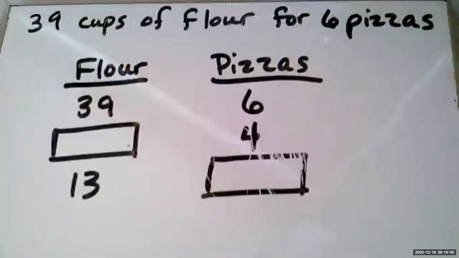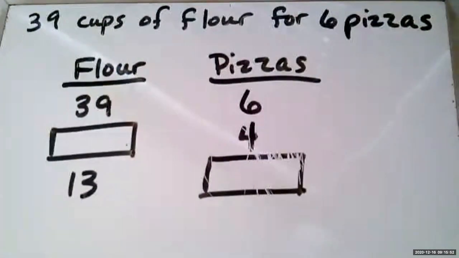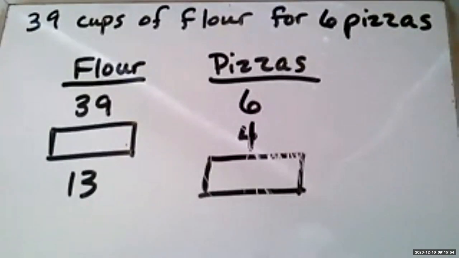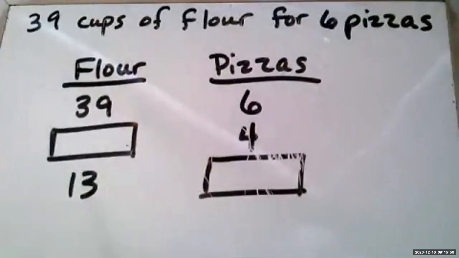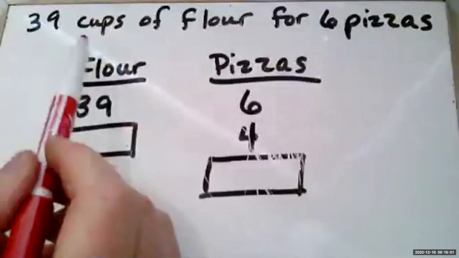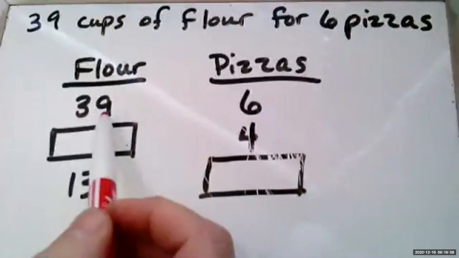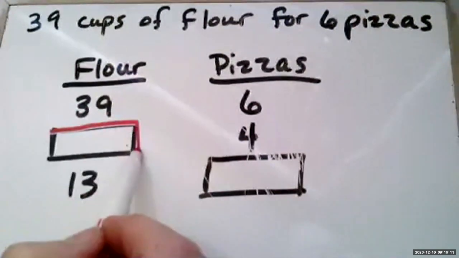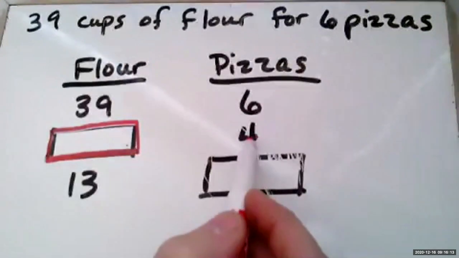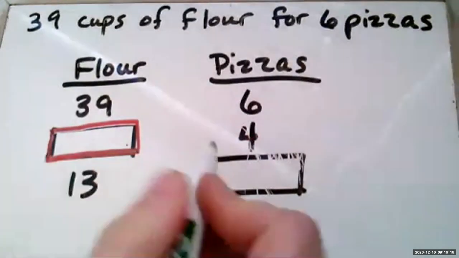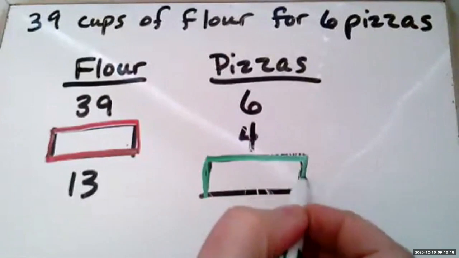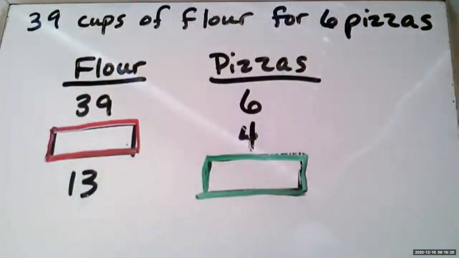All right. I have one more example for you, and I want you to solve this one. Again, I think this is an ungodly amount of flour for 6 pizzas, but we're going to roll with it. If you use 39 cups of flour to make 6 pizzas, and nobody questions why, then how much flour would you need to make 4 pizzas? So fewer pizzas. And then how many pizzas would you make if you only had 13 cups of flour?